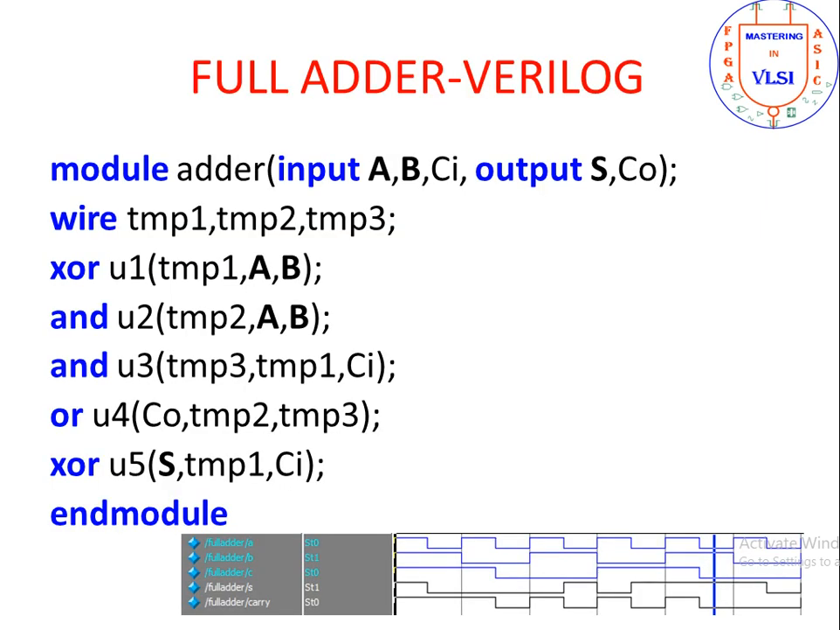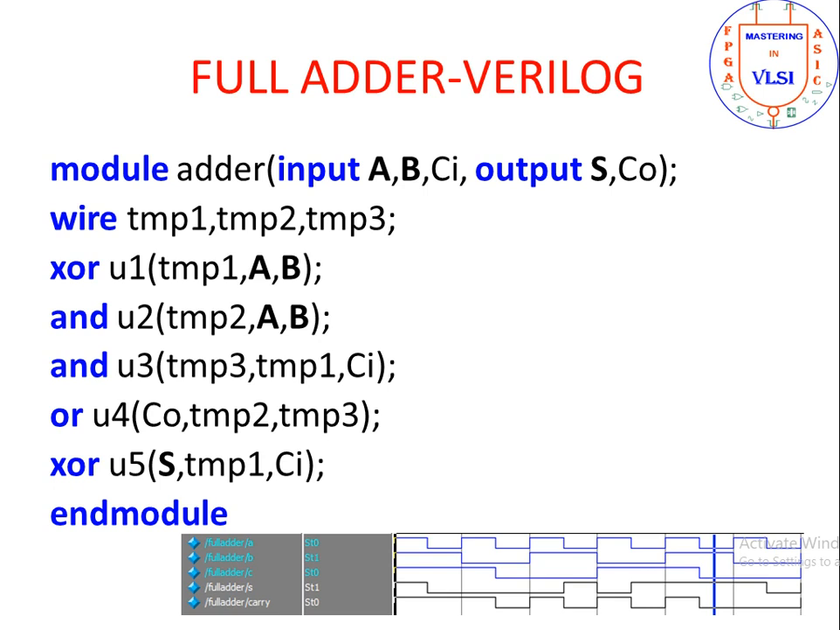So this is the full adder program using Verilog. As usual, module name, 3 inputs A, B, Ci, and outputs S, Co. 3 wires, temp1, temp2, temp3, are temporary variables we are using. This entire code is related to gate level modeling only. How many gates are we using actually? Totally 5 gates. All 5 we have specified, with instantiations U1, U2, U3, U4, U5, and the final outputs CO and S are specified clearly. At the bottom we are specifying the waveform for all the combinations.